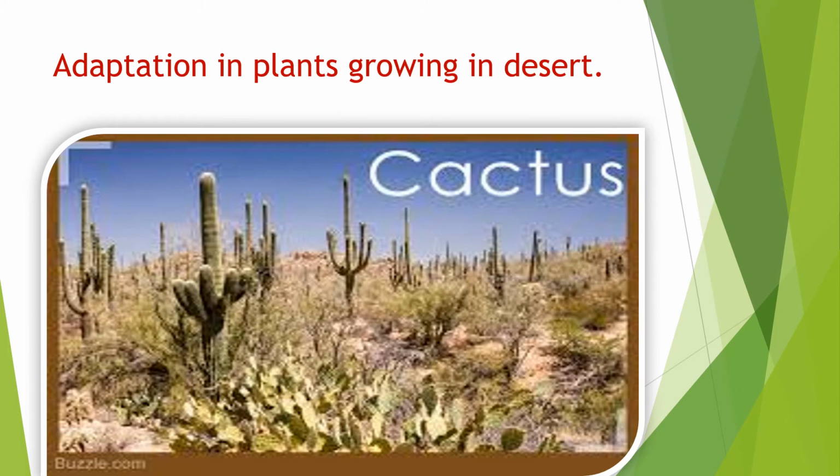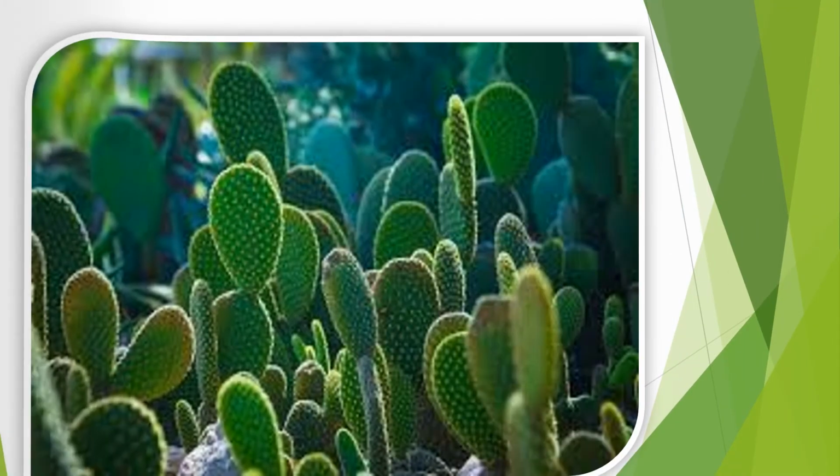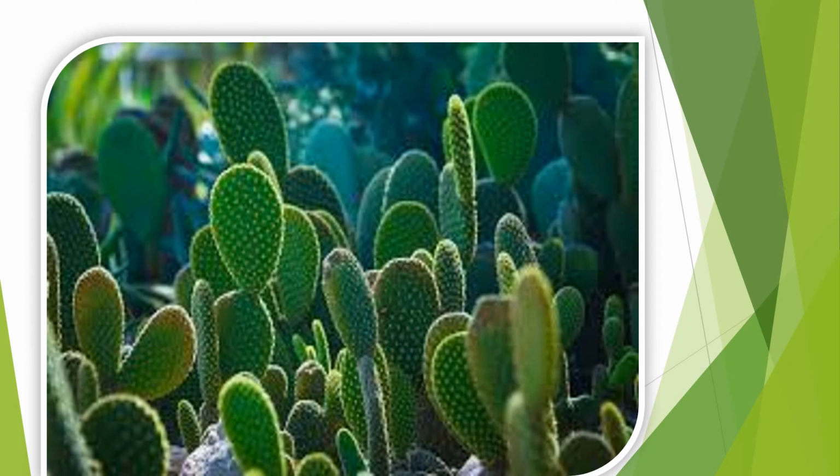Adaptations in plants growing in deserts. Deserts have less water as it hardly rains in deserts, and also have hot climate, strong winds and sandy soil. To survive in deserts, plants such as cacti have long roots that go very deep inside the soil to find groundwater. Some cacti have roots that grow along the surface to catch rainwater easily.